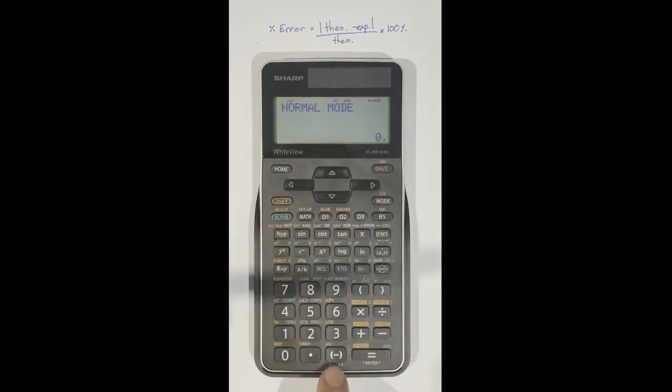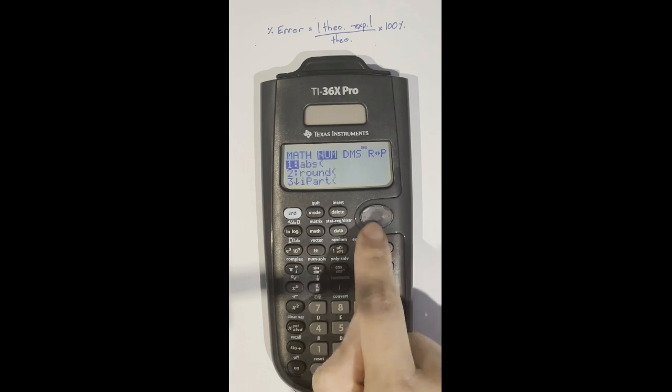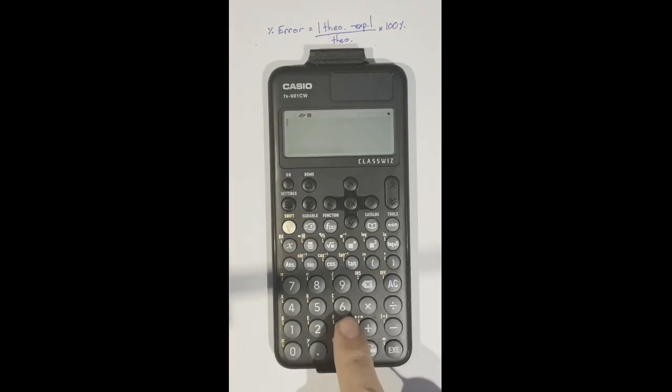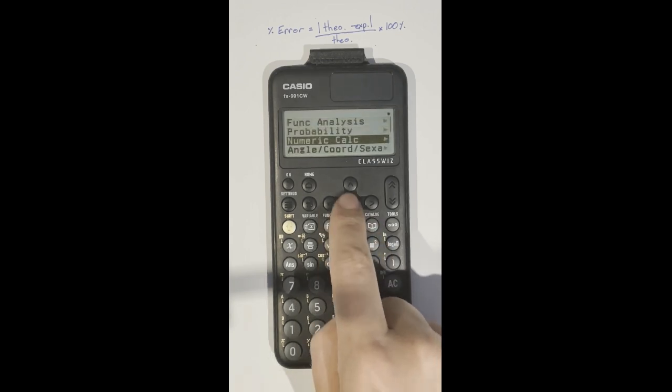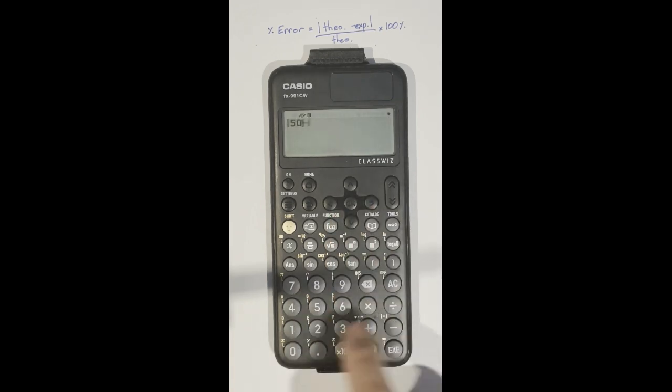So on a Sharp, we'll hit second, ABS, and then, for example, 7 minus 9. And there you go, +2. On our TI calculator, we're going to go to Math, over to Number, and there we are, absolute value, number 1. So now you can do 15 minus 20. And there you go, +5. On our Class Whiz, we're going to go to Catalog, and then down to Numeric Calculations, and there's absolute value. So now 50 minus 100 is +50.